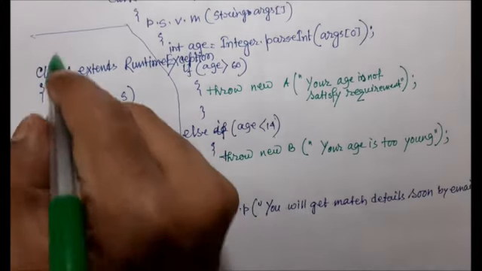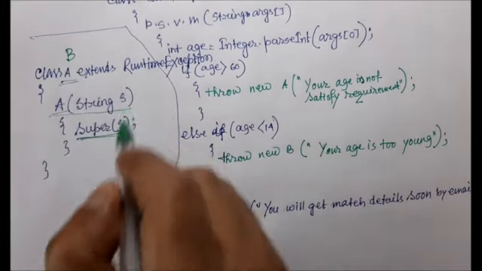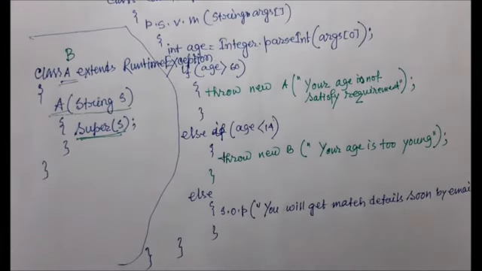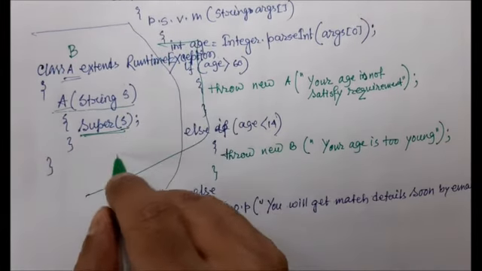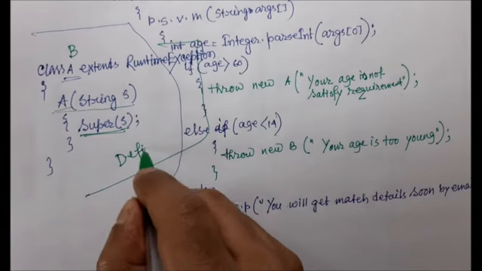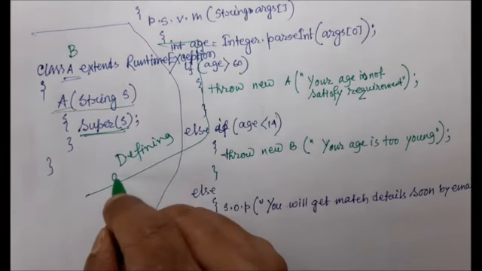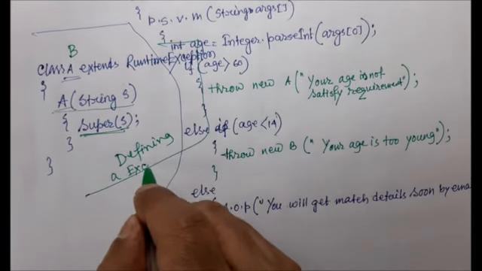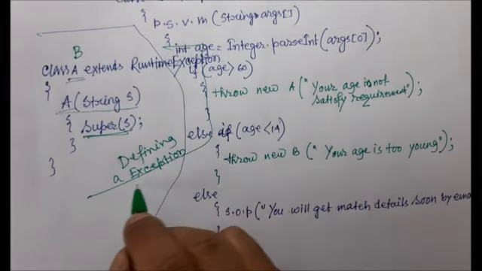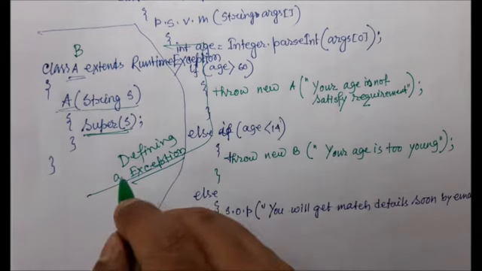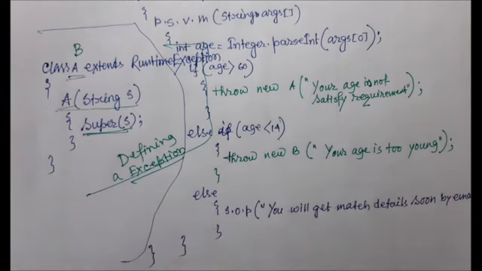Suppose we have another class, the class name is B, and save the exception. Now how to use that? This is actually the definition, so I can say defining a user defined exception. Now how can I use this exception?